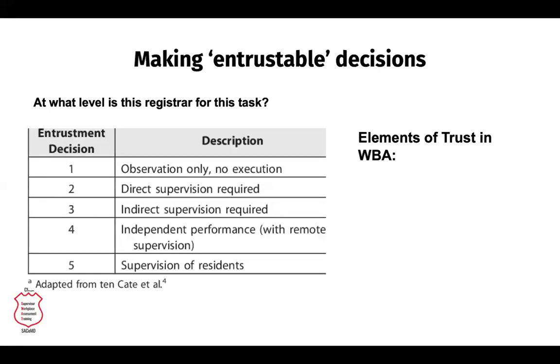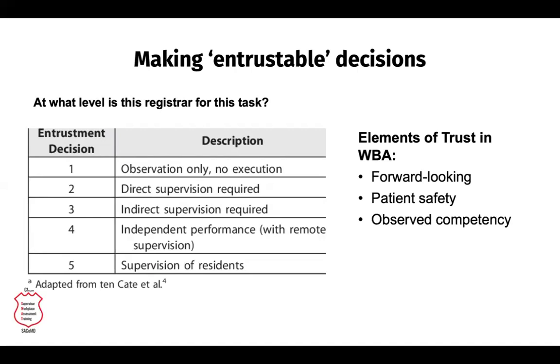So when we look at these elements of trust, it's forward-looking. You are trying to see, what can I trust them to do in the future? And it's based pretty much on patient safety. So a good way of thinking of it is that now my registrar has completed, they're now a pediatrician. Will I take my child to this person? So that trust is also, do I trust that they can look after a person safely?